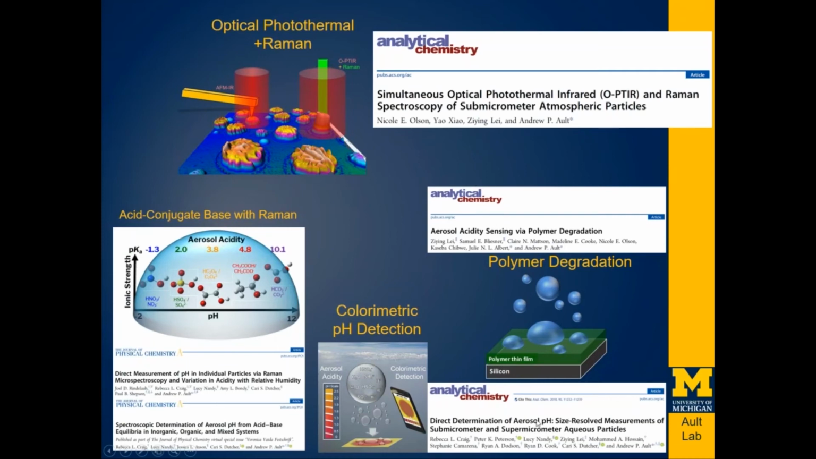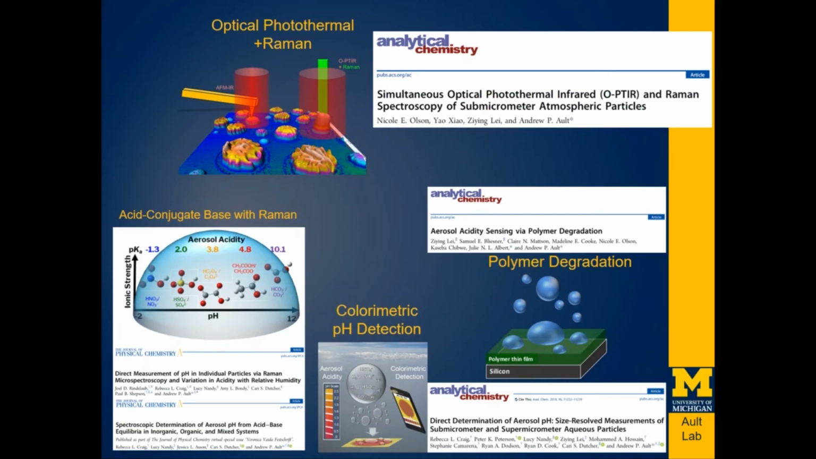We've looked at what's called colorimetric detection using cell phones and pH paper, and we've compared this with our Raman, and we hope to do so with photothermal IR, as well as an acid conjugate base method with Raman that we are again extending now to photothermal IR.